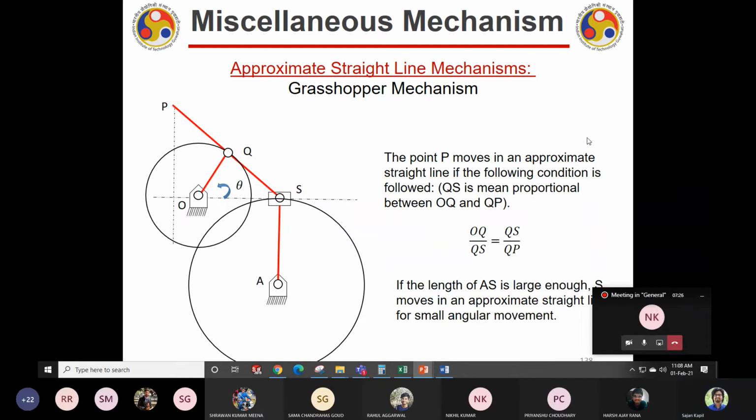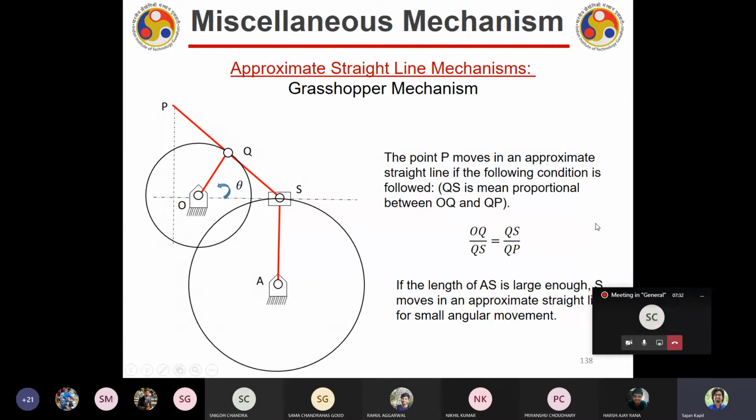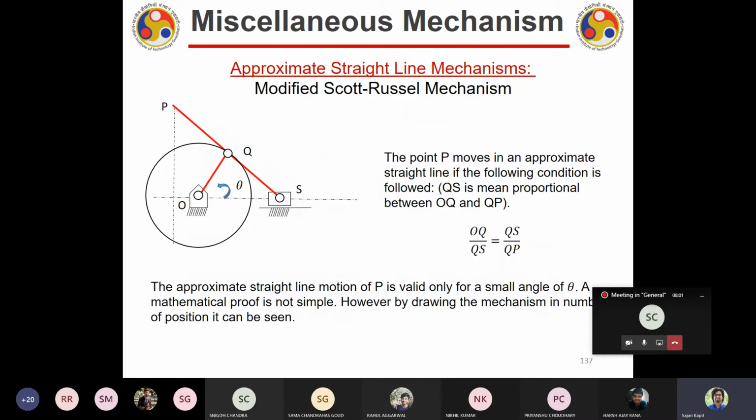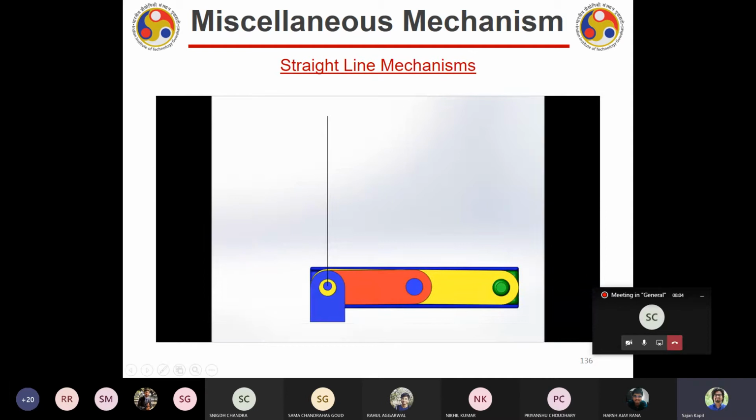Yes, sir. What is the difference? Sir, in exact straight line, P passes perpendicular from O in the exact straight line. No, for this particular mechanism, right? And what do we call it then? It is the Scott-Russell. Yes, sir. This is the Scott-Russell mechanism.